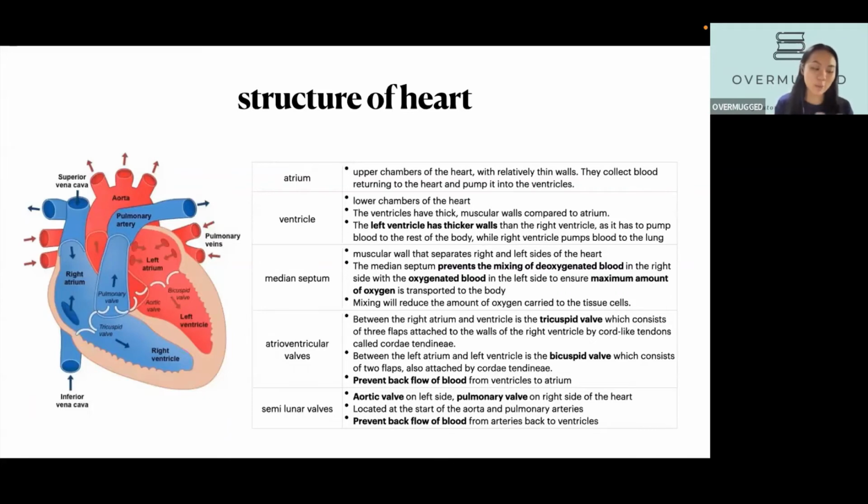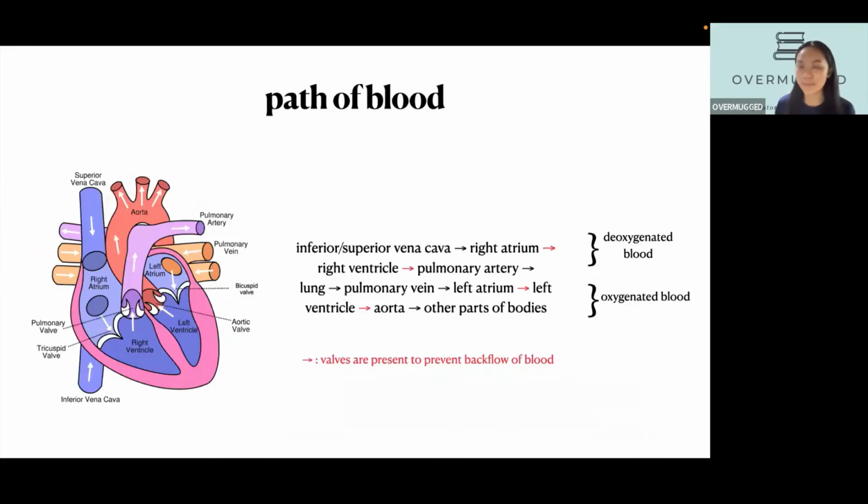And other than that, looking at this picture, later we'll talk a little bit about the blood pressure and the thickness of the wall of our heart muscle. So later we can take a look at that in a question. So that is the structure of the heart, and then it's the path of blood.